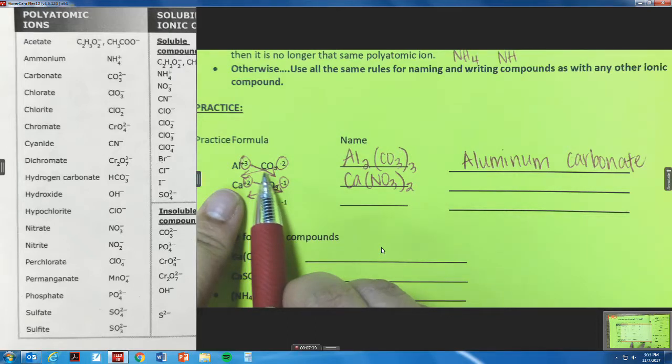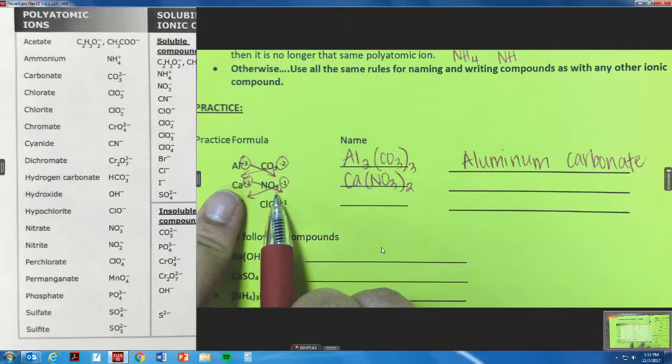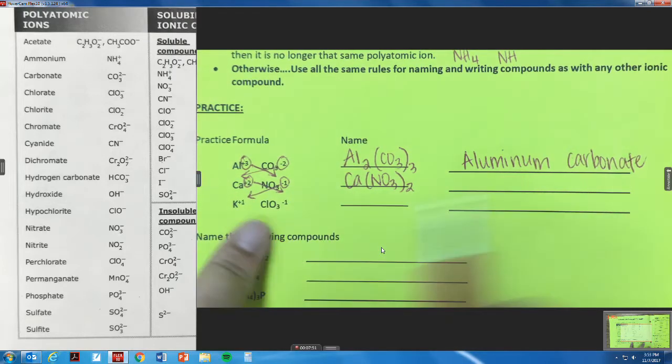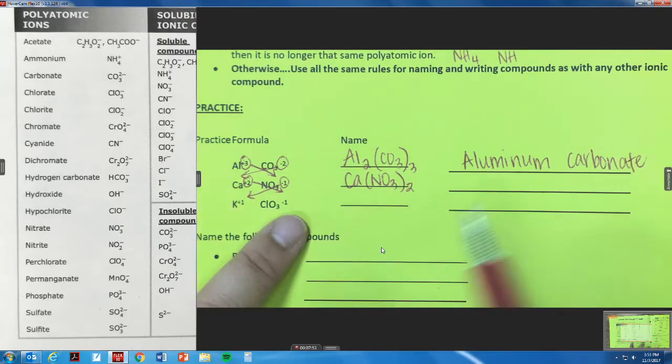Okay, remember your polyatomics, they are a family. They don't like being separated. So really, when you see a polyatomic, don't mess with that 3. Don't mess with their subscripts. Just leave that subscript alone. Okay, you're only bringing down your charges.